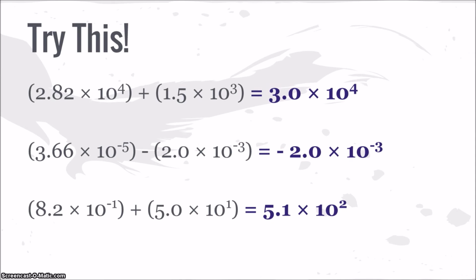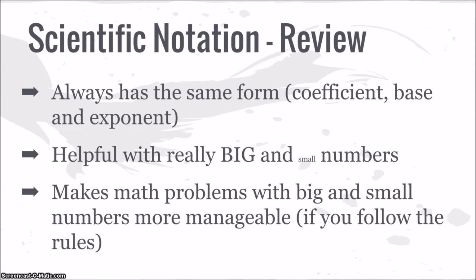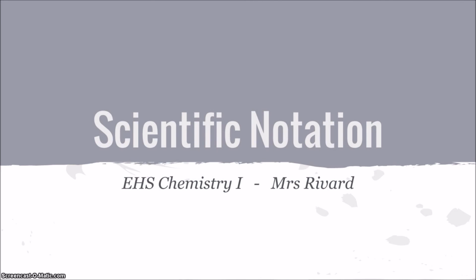Remember that you can always pause, go back, rewind, play again, and get all of these things over and over again. And definitely check out that calculator trick because it'll save you a lot of time. So that's scientific notation. It always has the same form with a coefficient, a base, and an exponent. It's really helpful with big and tiny numbers, and it makes math problems with big and small numbers more manageable if you follow the rules and if you use your calculator. That's it. That's scientific notation.